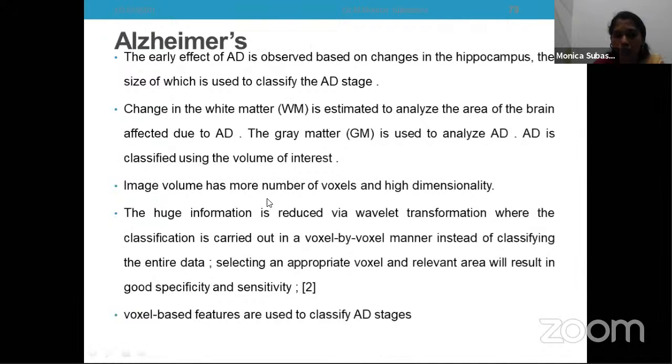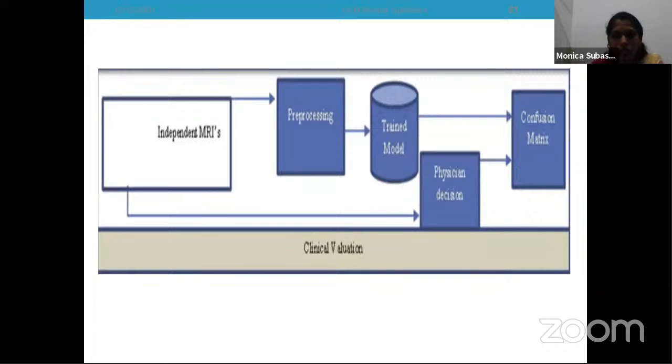Now we need to find out the change in the white matter. We have to consider the image volume and voxel-based features instead of pixels. When we are moving towards 3D imaging, we have to refer to voxel-based features, and these features are used to classify the Alzheimer's disease stages. This was the process they followed: independent MRI, pre-processing, trained model, then the physician's decision. We have to consider the doctor's advice as well. His opinion is very important to validate our output.